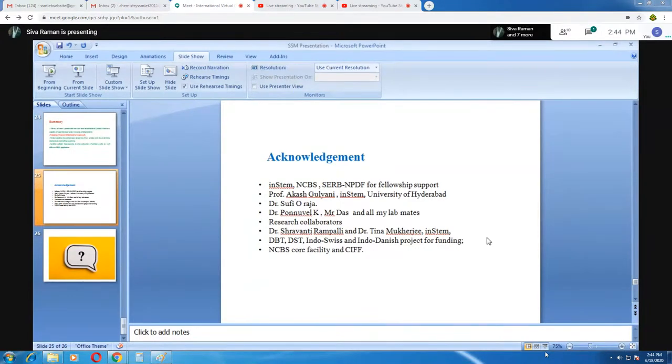And without this guy, I won't enter into the pure stem cell biology. That guy is Dr. Sufi Raja. Now he's in the US. Me and he only did the whole work on stem cell biology, because my postdoc mentor, Professor Akash Kulyani, is also a chemist, but he's a photophysicist, and there is a molecular biologist. We combined working on it, and we are still working with our collaborations.